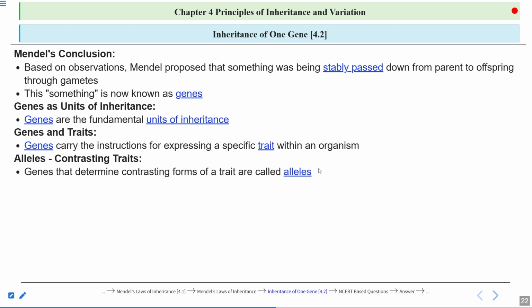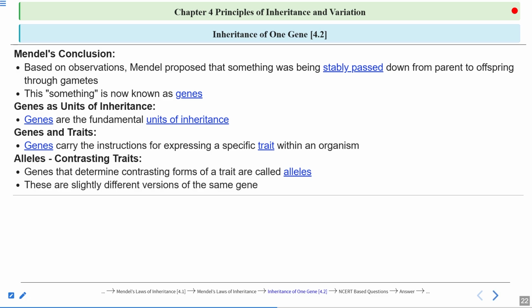So how are alleles produced? These two alleles are different forms of the same gene, and they differ slightly in their DNA sequence. This difference may arise due to mutation. Clear? These alleles are slightly different versions of the same gene, and they may arise due to mutation. These two alleles are very similar to each other, with only a slight difference in their DNA sequence.